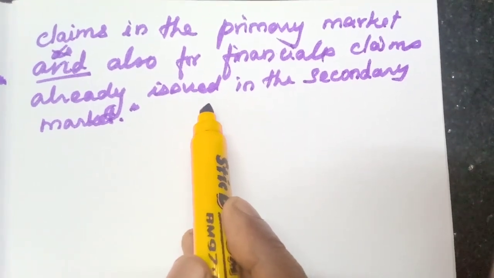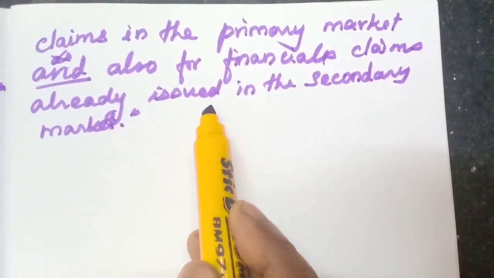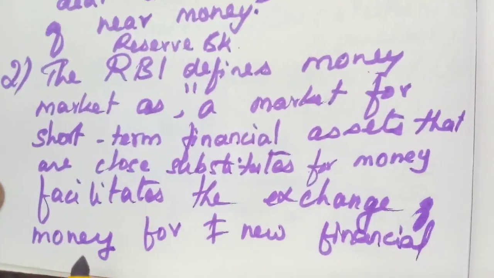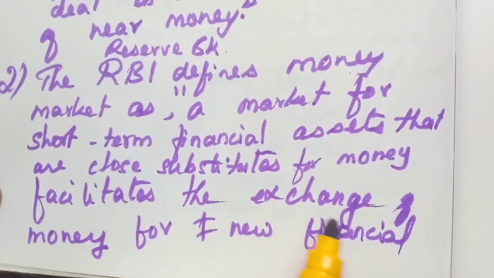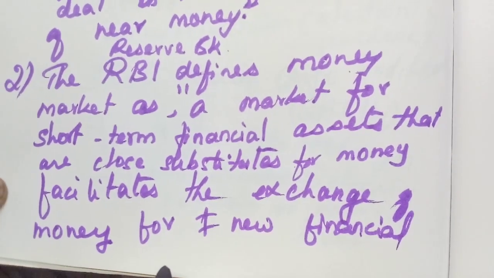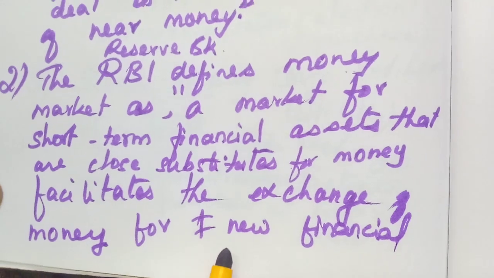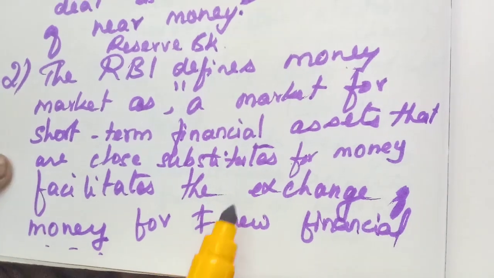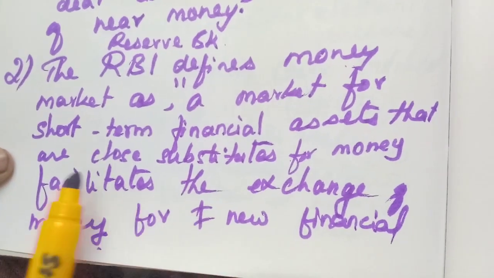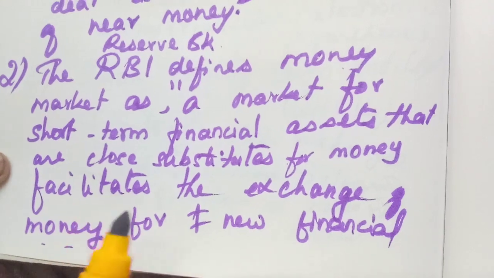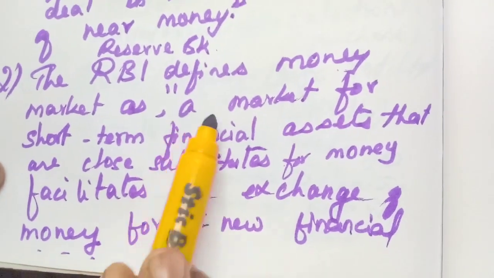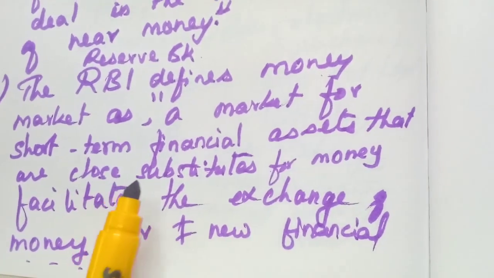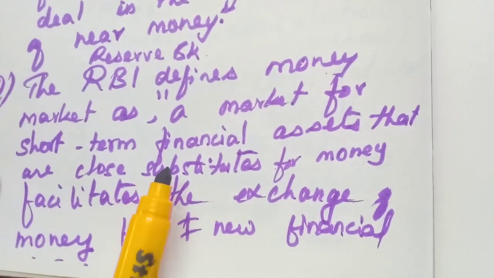Both the claims are there, and the money market provides a facility for the exchange of money. So these two claims we can change into money, cash. All these claims are close substitutes for money that are sold in the market. We are dealing with not only sold, but bought also; both are happening. In every market, purchasing and selling takes place.